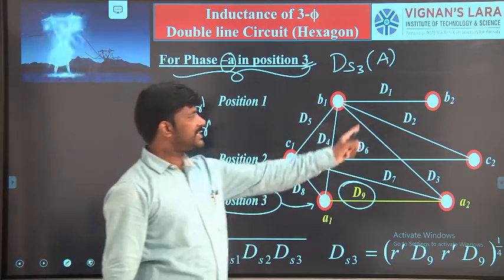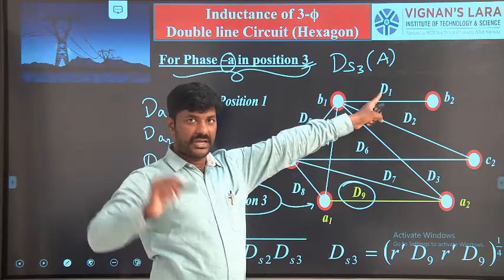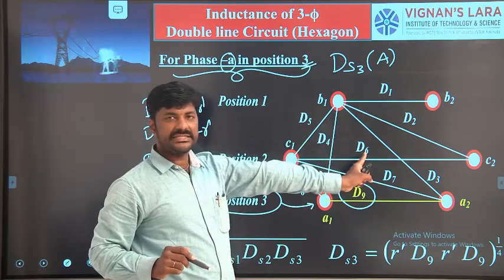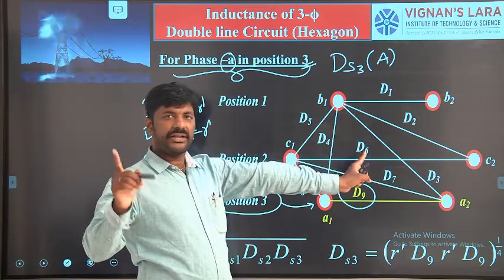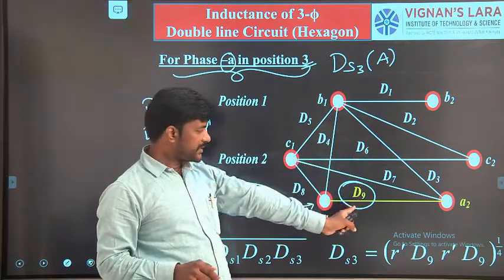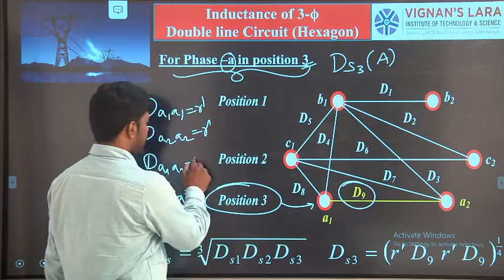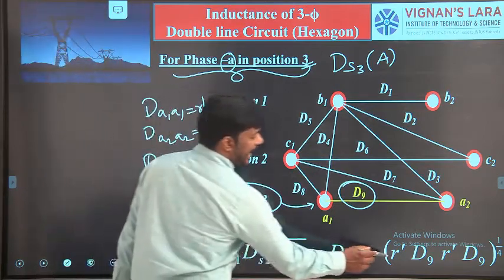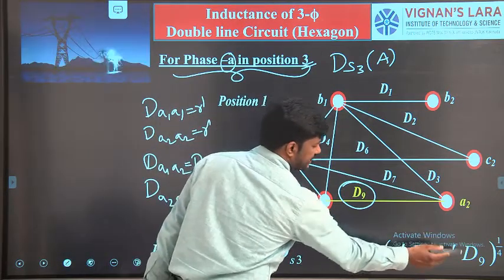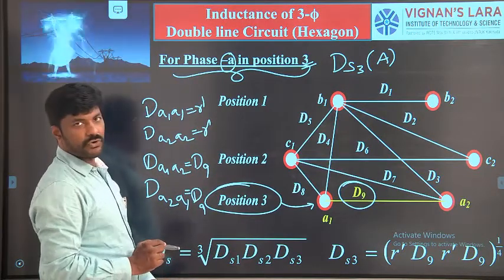Don't bother about this D6 and D1, that is completed. D1 is the distance whenever it is at position 1. D6 is the distance, self value, whenever the conductors are located in position 2. Right now we are discussing position 3. D9 is the value here. Altogether R dash, D9, R dash, D9, these are the distances, whole to the power 1 by 4.